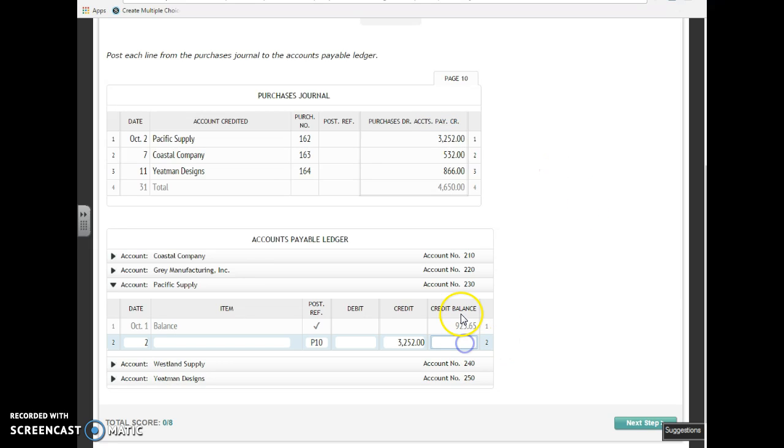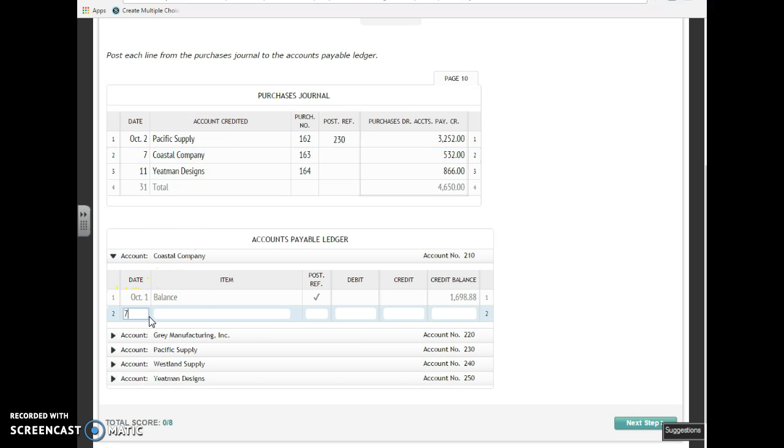So we already have an existing credit balance, so we're going to go ahead and add that to our existing balance. So we have $32.52 plus $925.65. So that's going to give us a total of $4177.65 that we now owe Pacific Supply. We're going to take this number, post it up here, post reference 230. Next one, Coastal Company. Coastal Company on the 7th. Again, we don't write anything in the item.